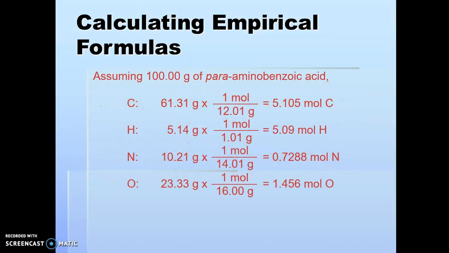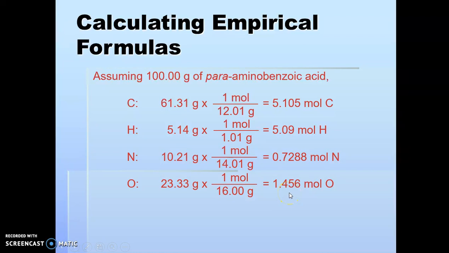So what we need to do, like we said, we're going to assume 100 grams for each one. So these are simply the percentages, but now we are just writing them as grams. So instead of 61.31%, we're saying 61.31 grams. And for each one, we are simply converting it to moles.